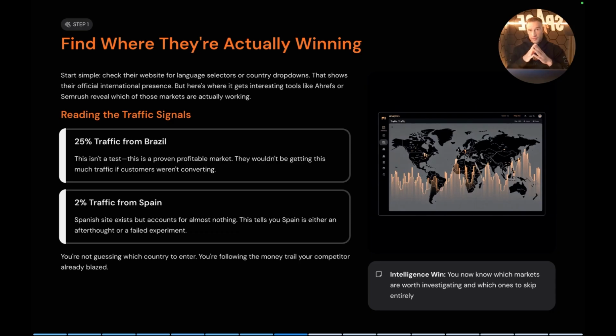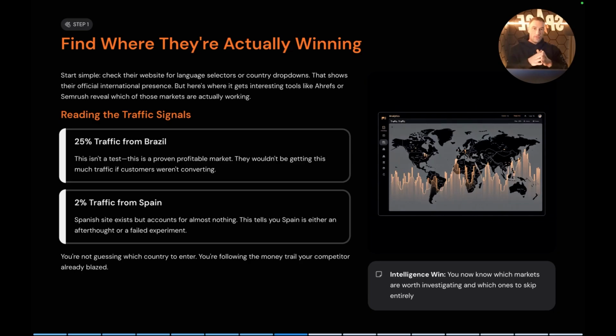The first thing you want to know is, where is your competitor officially present? And that's mostly going to be the easy part, right? So you're going to check the language selectors on the website. You're going to use the country drop-downs on the website. You're going to look at their subfolders and the URL folders within their website. But then the second step is looking at where they are actually winning. Because you can have a French site that basically gets no traction, and a random market like Brazil or Canada that quietly drives a huge chunk of their traffic.